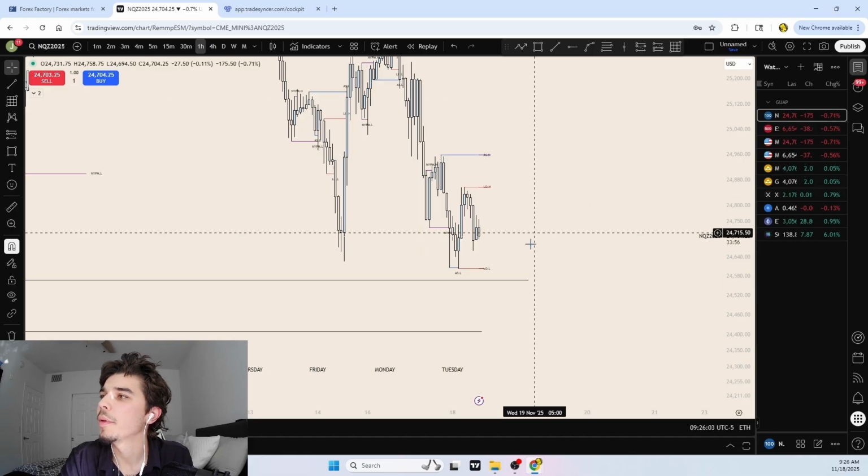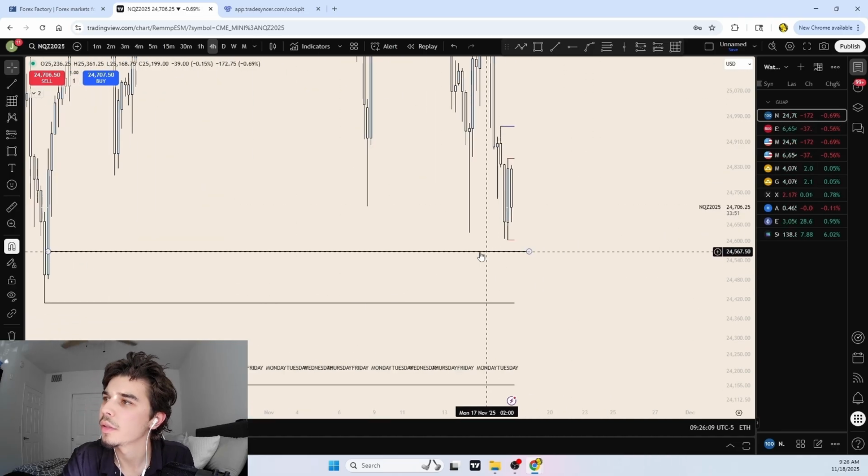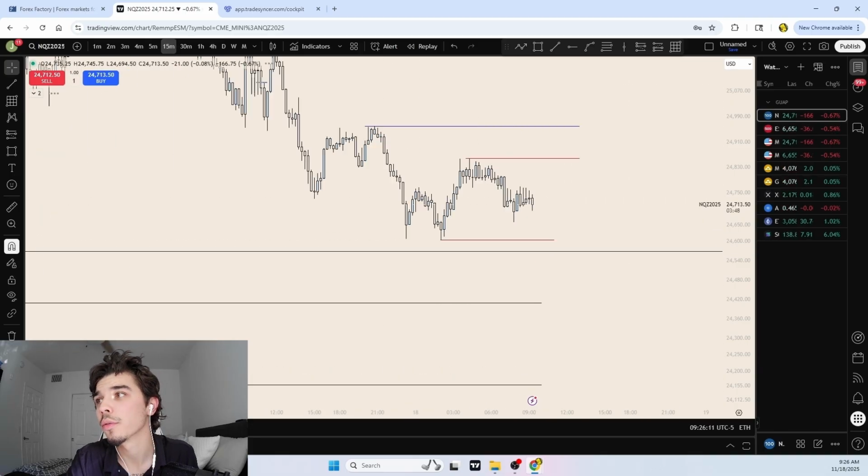So maybe come down there. Maybe ES can go lower, sweeping out this low, creating an SMT, and we can come tap into this hourly gap and then see rejection off there. Who knows? Something like that.